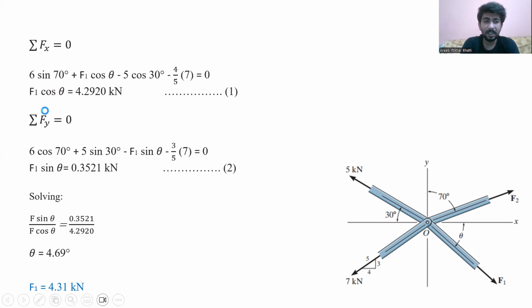So you see tan theta is basically equal to sine theta over cos theta. So if I divide these two terms, I get F sine theta over F cos theta is equal to 0.3521 over 4.2920. So tan theta is equal to this term. If I take the inverse tan, I get the angle, which is 4.69 degrees. You see this angle is about 4.7 degrees. And if I put this angle in equation 2 or in equation 1, I get the force which is acting in member 1, which is about 4.31 kilonewton.